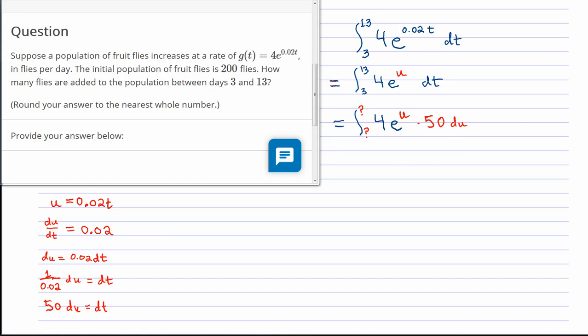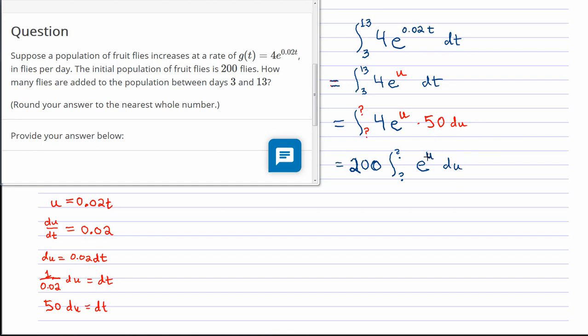So, okay, now this integral is going to be the integral, wait. Actually, let me simplify it a little bit. So 4 times 50 makes 100. No, it doesn't. It makes 200. Just checking. It makes 200, and then we're going to have the integral. I can factor constants out of my integral. And then I just have e to the u du.